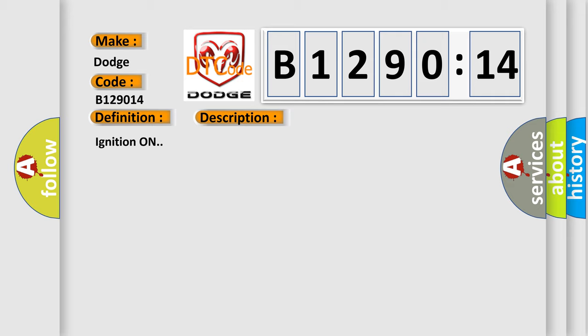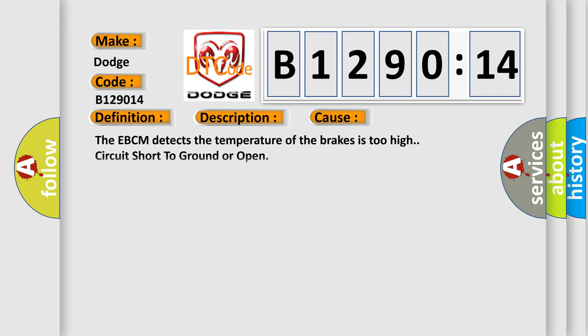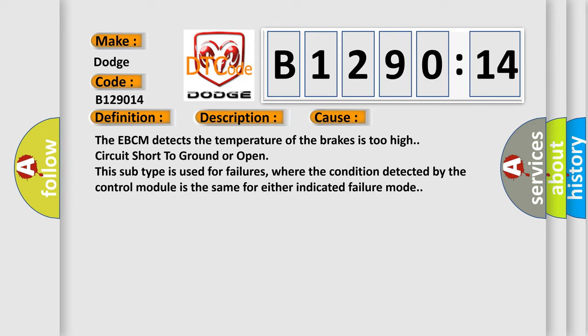Ignition on. This diagnostic error occurs most often in these cases. The EBCM detects the temperature of the brakes is too high, circuit short to ground or open. This subtype is used for failures where the condition detected by the control module is the same for either indicated failure mode.